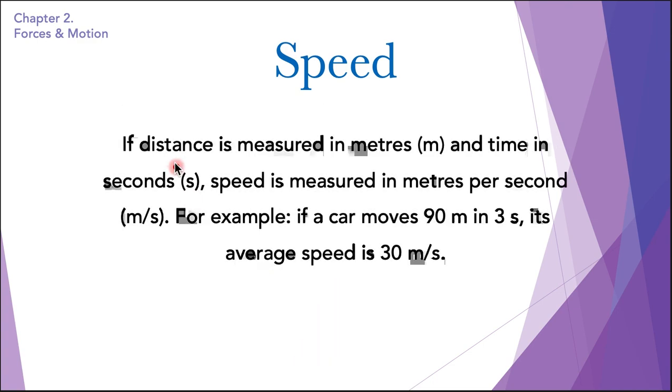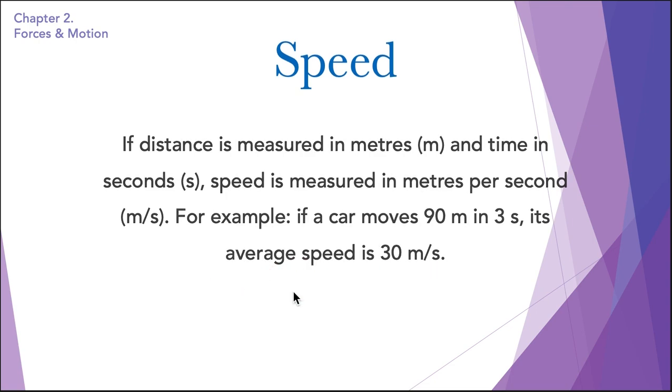And of course, if distance is measured in meters and time in seconds, speed is measured in meters per second. For example, if a car moves 90 meters in 3 seconds, its average speed is 30 meters per second. We divided 90 by 3 and what we get is 30 meters per second, which is the speed of the car. Now remember, we always say average speed because on most journeys the speed of a car varies, so the actual speed at any moment is usually different from the speed we have measured. That is why we call it average.